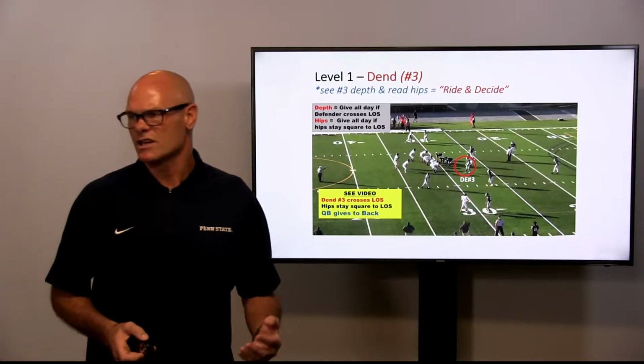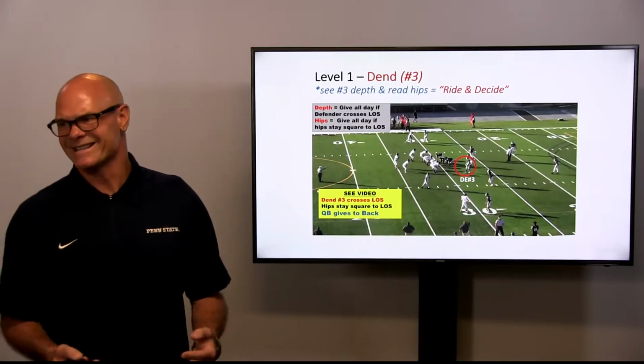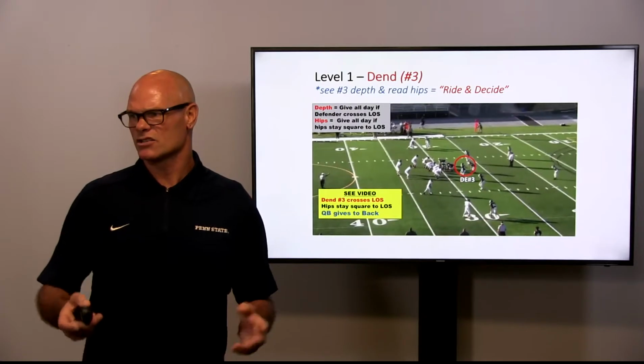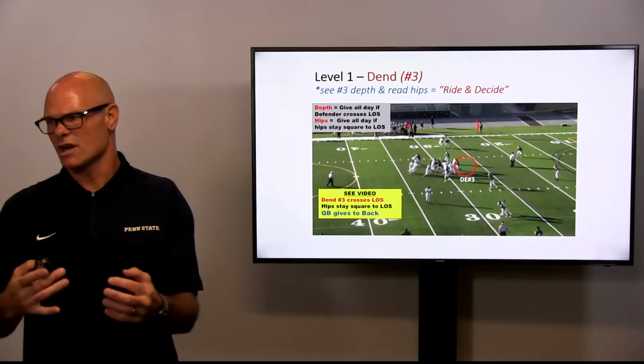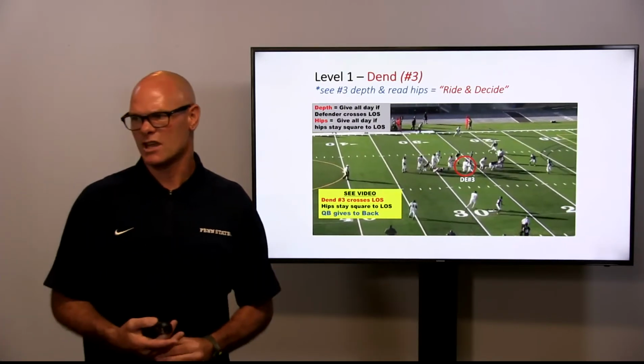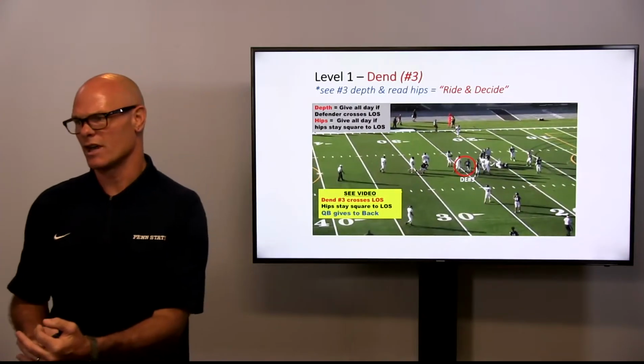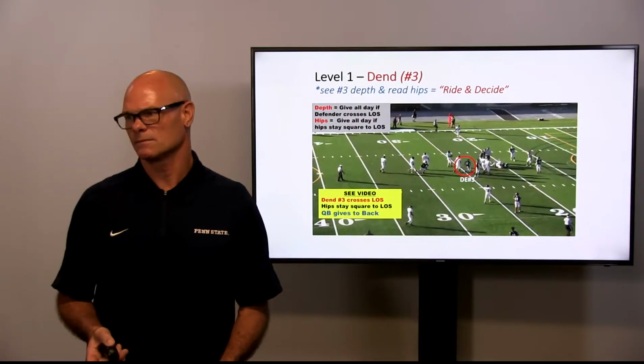Level 1 then, you can see here with defensive end, this is the ride and decide. With this, you'll see where he goes ahead and crosses the line of scrimmage. His hips stay square to the line of scrimmage, so now we're going to go ahead and give the ball to the back. Real simple.